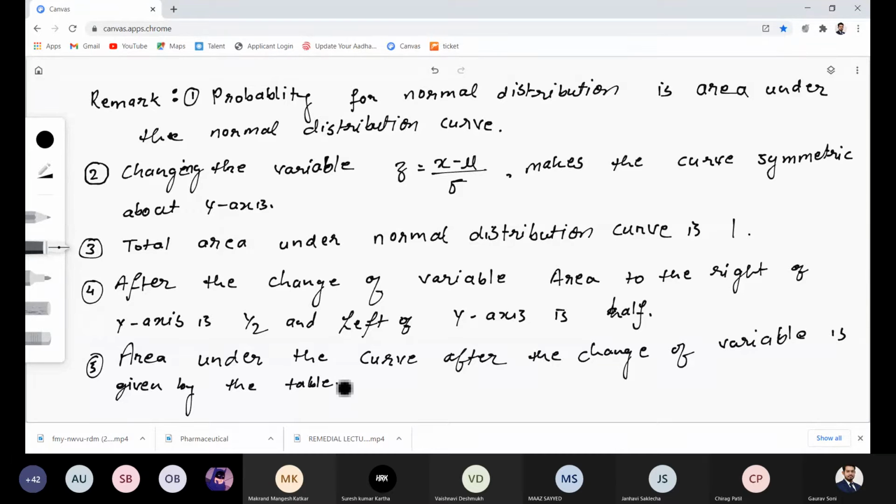Okay. And sixth and very important one, for normal distribution, mean is equal to mode is equal to median.